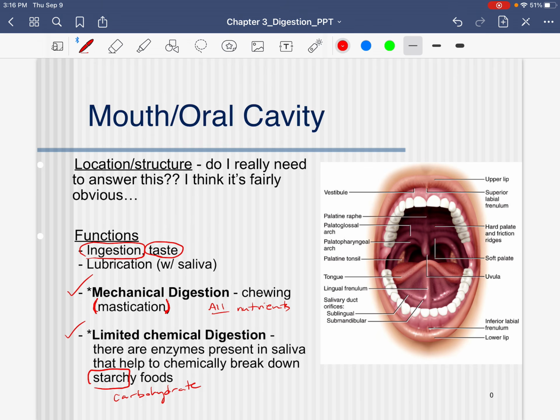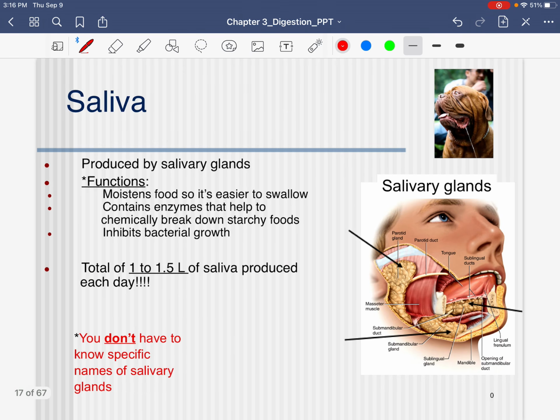And we're going to find out later, starch is such a complex carbohydrate that we really need to get going on breaking it down soon because it's complex. So therefore, we, in the saliva, have an enzyme that can break down starch. So we can get the process going early. All right, so mechanical digestion of all nutrients, chemical digestion of starch only.